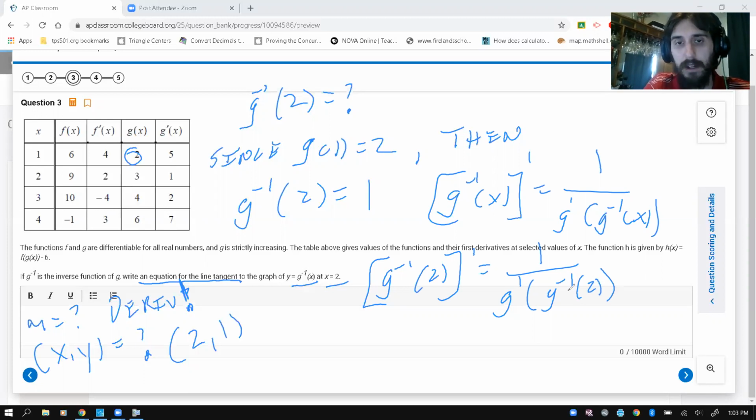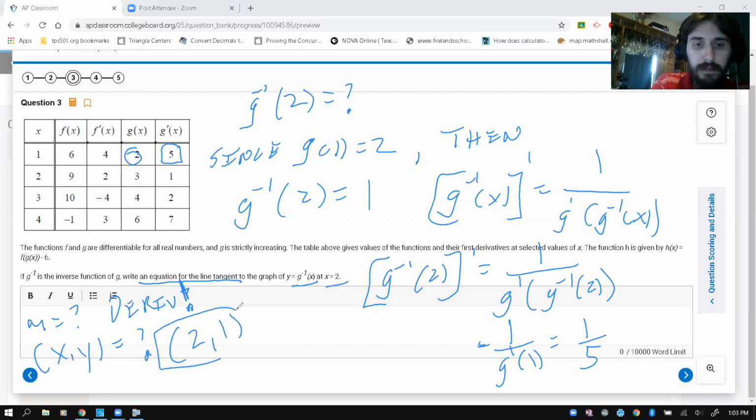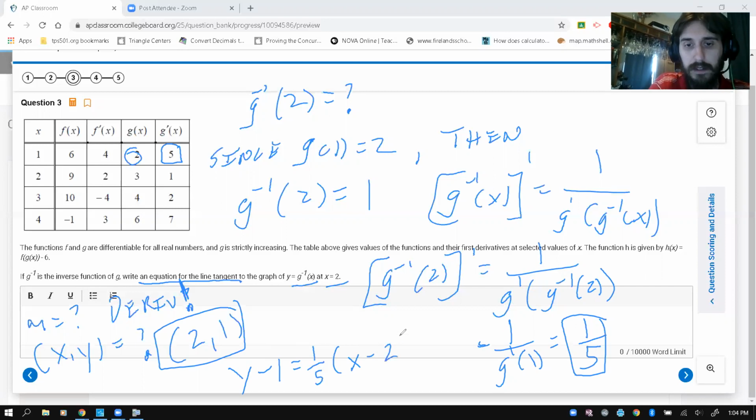We already know what the inverse of 2 is. The inverse of 2 is 1. So this is just 1 over the derivative at 1, and the derivative at 1 is 5. So this is 1 over 5. We have our point, we have our slope, and then we can write our equation, again using point-slope form: y minus 1 equals 1/5 times (x minus 2).